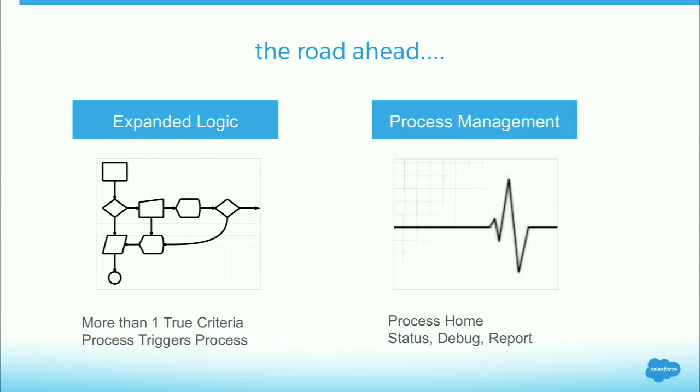All right, so the road ahead, and this is sort of the short-term road ahead. There is more logic we want to embed into Process Builder, and I think the most critical next piece is something that we like to call more than one true. So right now, in a process, it reads the first criteria, and it evaluates whether or not it's true. If it's true, it fires those actions. If it's false, it goes to the next criteria.